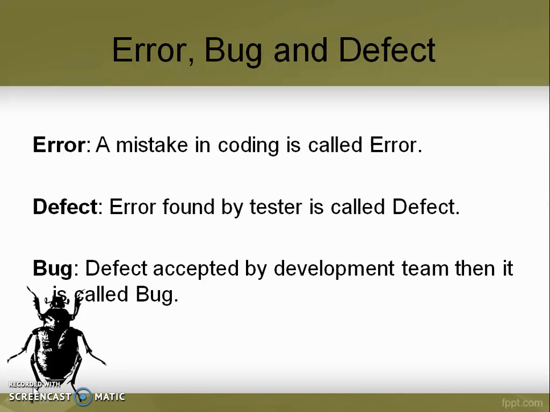Here we can see the difference between error, defect, and bug. Error: a mistake in coding is called an error. Defect: an error found by a tester is called a defect. Bug: a defect accepted by the development team is then called a bug. So this is the difference between error, defect, and bug. Even though all three sound the same, there is a difference between the three.